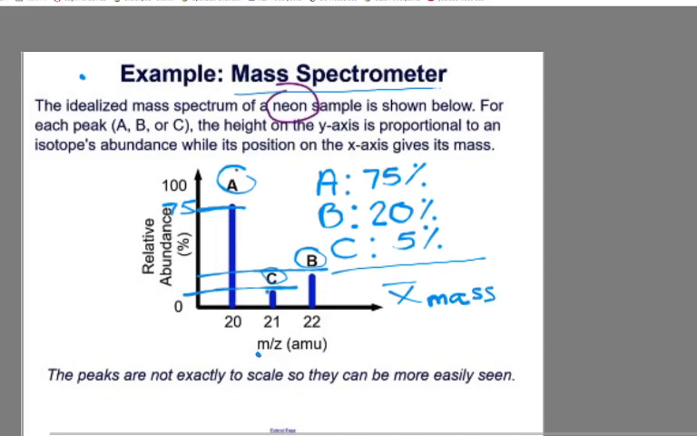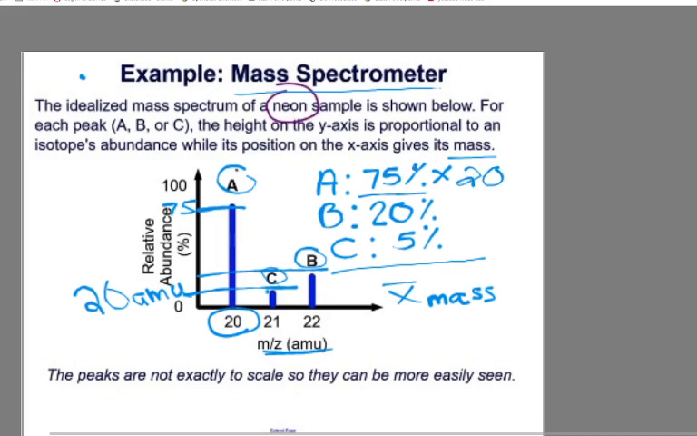And the x-axis is showing us the atomic mass units, which is the way that we are going to talk about mass in chemistry. So with A, which is neon 20, that's telling us that 20 is its AMU. So we're going to take A, since that relates to the 20, and multiply it by the 75%.